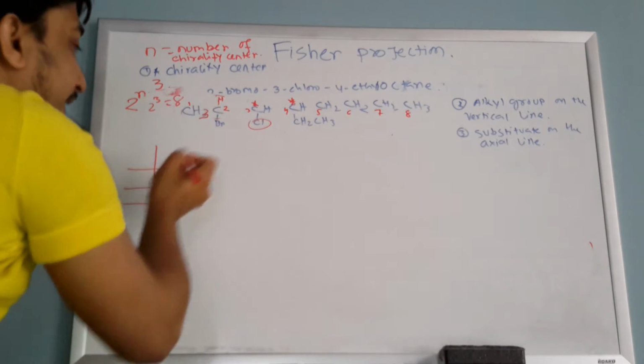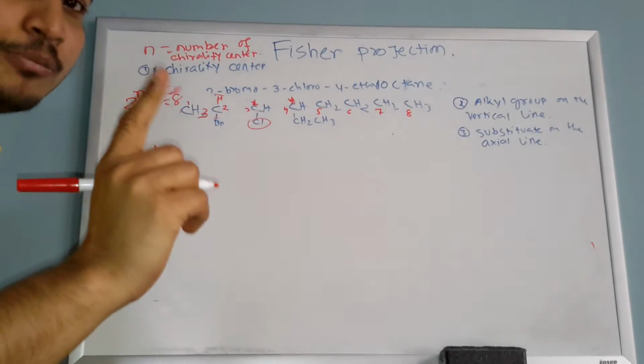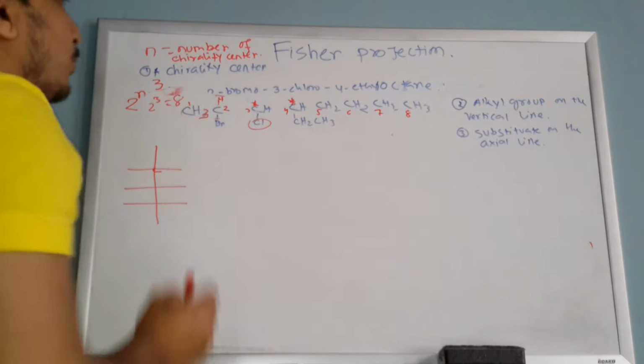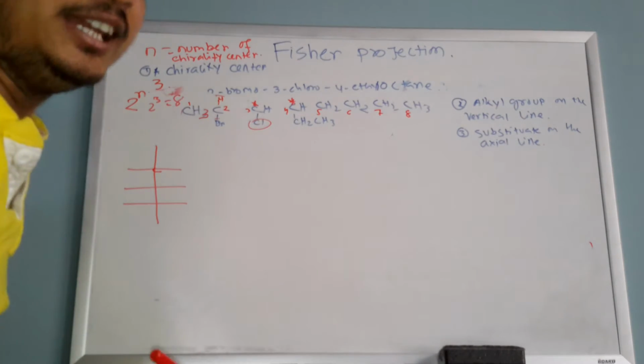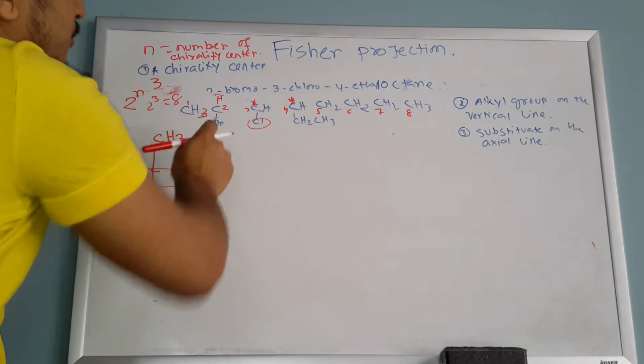Let's talk about number 2 carbon. This is my second carbon, and how many bonds does it have to fill up? 4 bonds. This CH3 is one bond, but this CH3 is an alkyl, so that's why it's going to be CH3 on the vertical line. And this one is what?